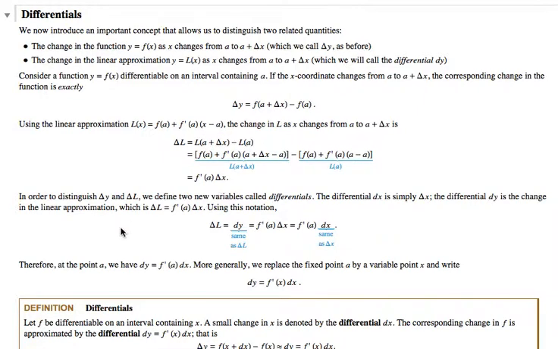So now we've created a new problem. We need to be able to distinguish between delta y and delta L, because in this case we have two changes in y variables really. So we introduce new variables which we're going to call differentials. So the differential dx is really just the change in x, or delta x. And the differential dy is the change in the linear approximation now. So now this is really delta L. So now we can say that delta L equals f prime of a times delta x. But if we use the new notation, we have dy equals f prime of x times delta x.